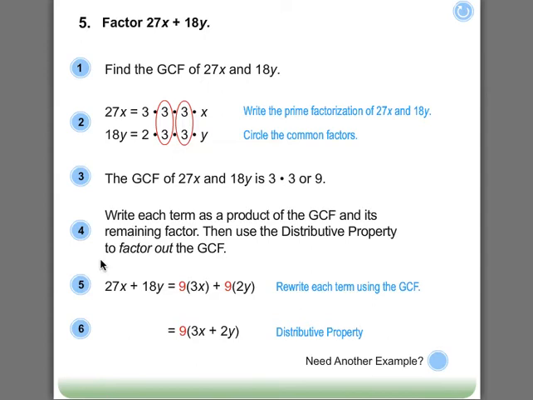Okay, so if you're feeling confused, that's okay. What we're doing here is determining what number goes into 27 and 18. What's the biggest number that goes into both? 9 goes into both. Then technically we're kind of dividing out 9 from each one. 9 goes into 27 3 times, and 9 goes into 18 2 times. Okay, so that's kind of what we're doing if you want to think about it in a different way.